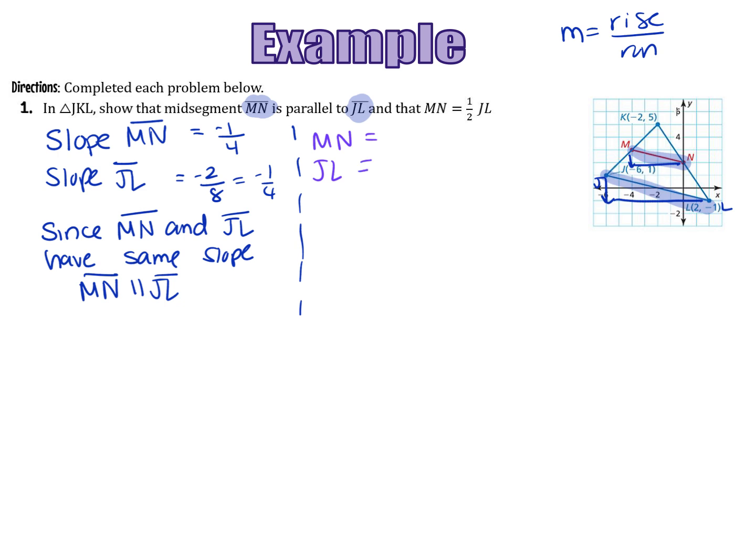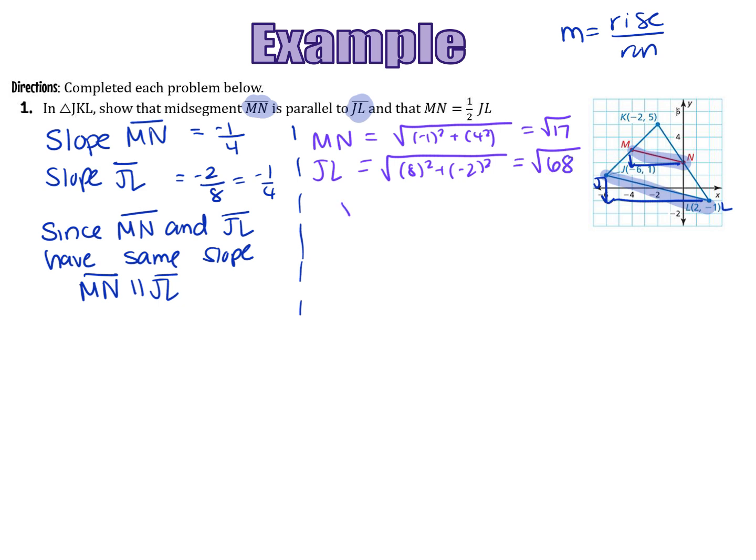So MN, we already said the slope was down 1 and over 4. So that means negative 1 squared plus 4 squared. That's going to be the square root of 1 plus 16, the square root of 17, is the length of MN. Similarly, for JL, we said the length of X was 8, so 8 squared, and the length of Y was negative 2 squared. That's going to be the square root of 64 plus 4, 68.